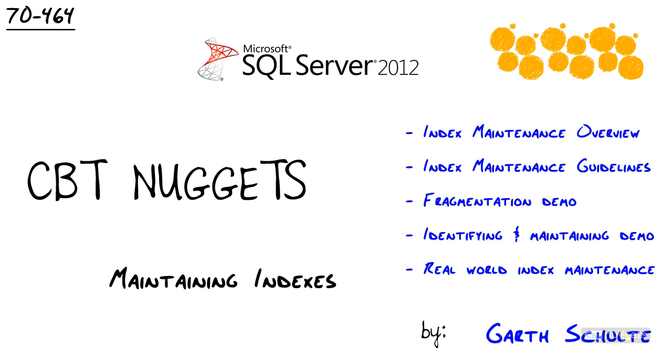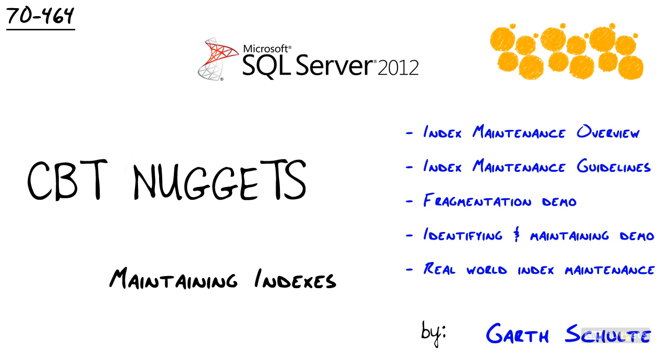Maintaining indexes. One of the big responsibilities as a DBA is ensuring that our databases optimally perform. And we do that through indexes. Indexes are one of the greatest ways to improve performance in a database. But the thing with indexes is they degrade over time. And so we need to have optimal maintenance strategies in place to ensure that our indexes are always in tip-top shape.